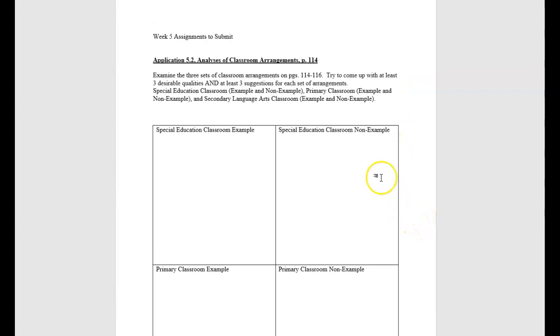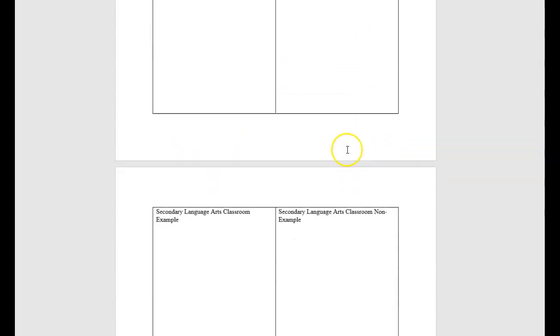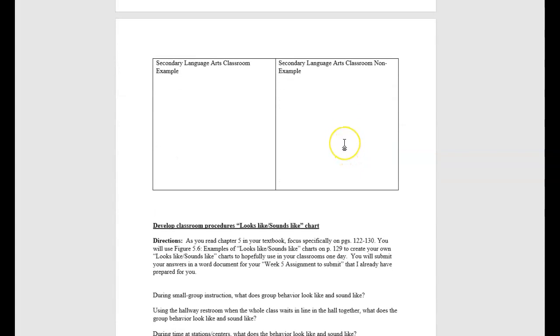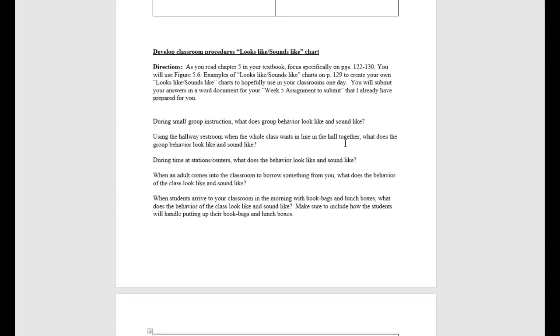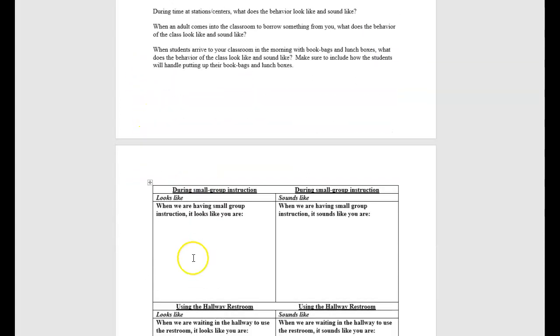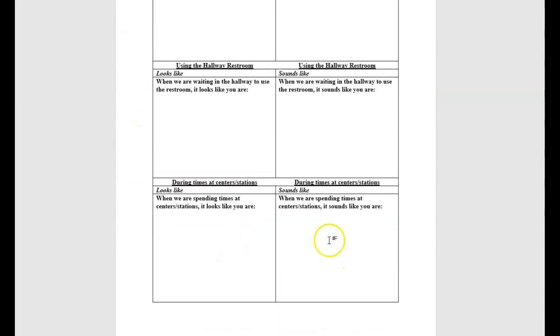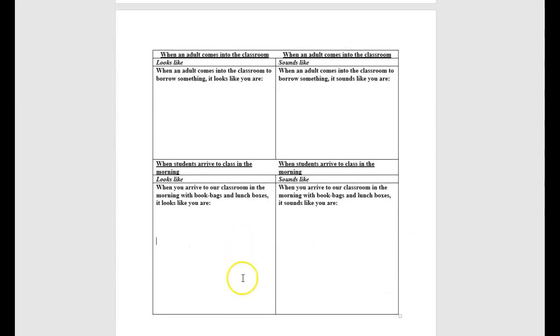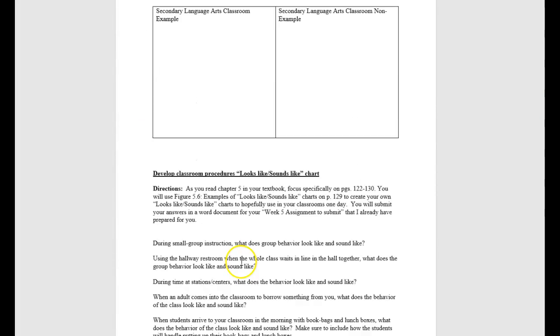All right, so this is the page that you will submit, week 5 assignments to submit. You will submit your analyses of classroom arrangements. Remember, desirable qualities on this side, suggestions over here, for each set of photos or arrangements that you'll see in the textbook. And then classroom procedures, looks like, sounds like. You will do all 5 of these: what it looks like, what it sounds like, looks like, sounds like, and do. All right, hopefully that makes sense.